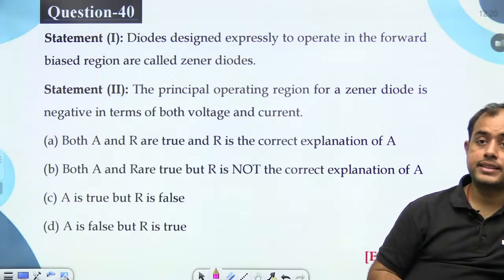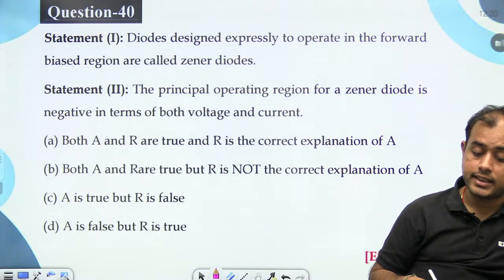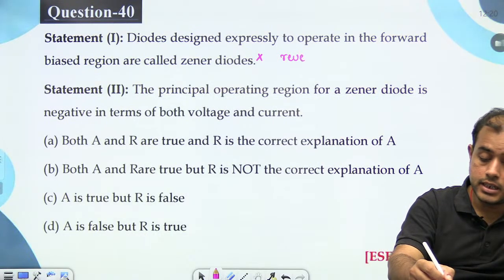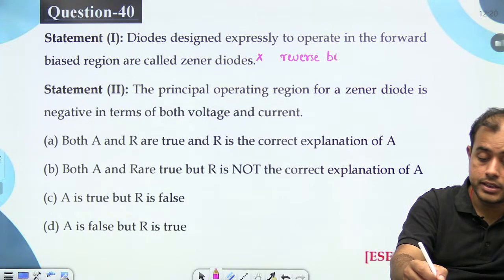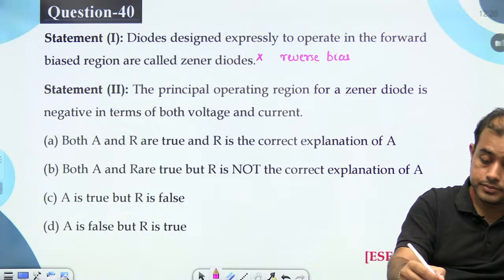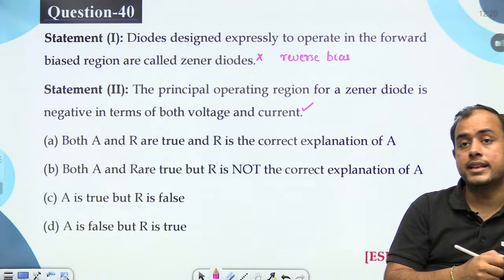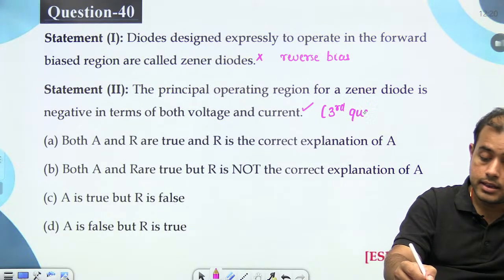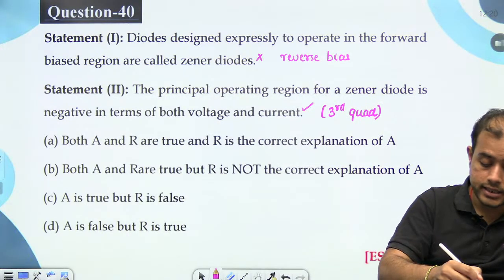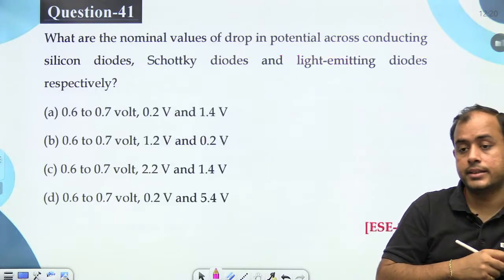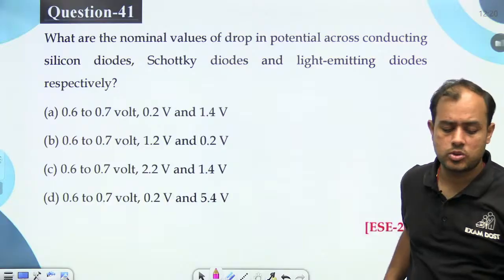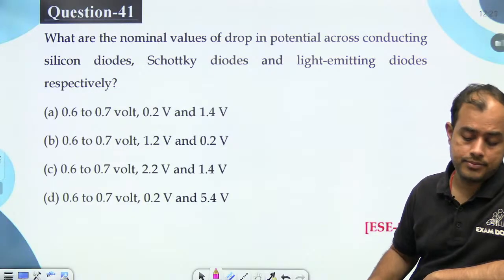Next, ESE 23: diodes designed specifically to operate in the forward bias region are Zener diodes. Zener diodes are designed to operate in reverse bias. The principal region is negative voltage, negative current, that is the third quadrant. Zener diode ki characteristic third quadrant ki hoti hai. Peak aur maximum value ek hi lete hain, analog ke andar aisa koi difference nahi hai.